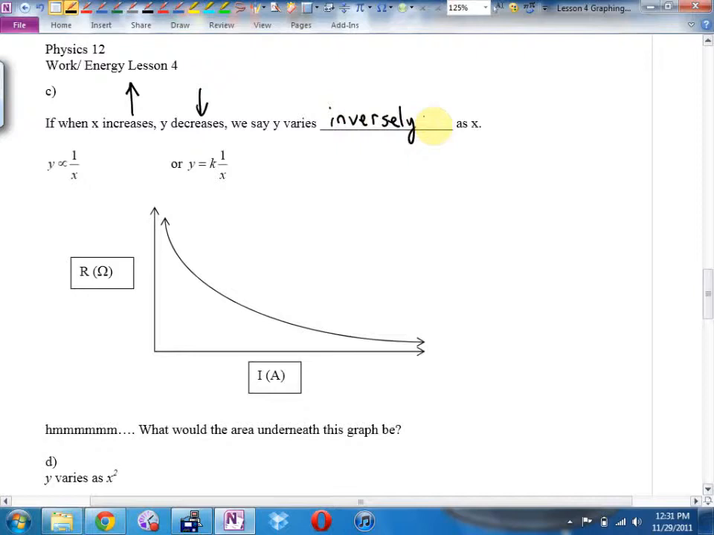Here's an example. I'm graphing R in ohms. This is resistance. I'm graphing I in amps. This is current. By the way, what would the area underneath this graph be? I don't know. How would I figure it out? Area means I multiply the units. I would go I times R. Can anybody look on their formula sheet and tell me what I times R is?